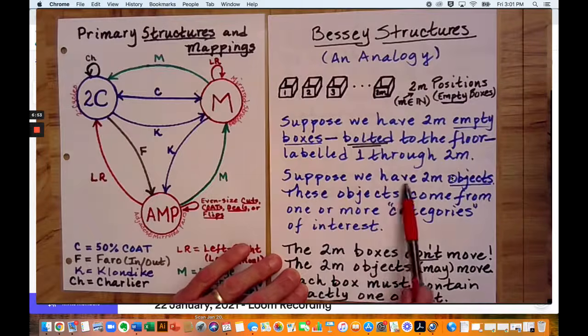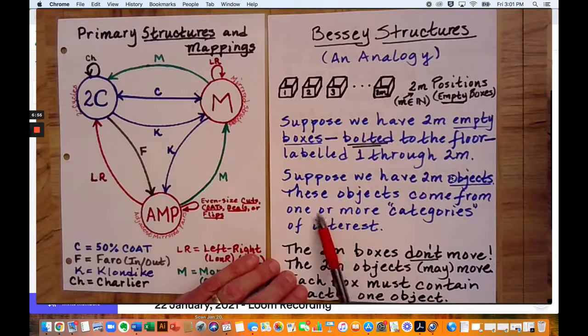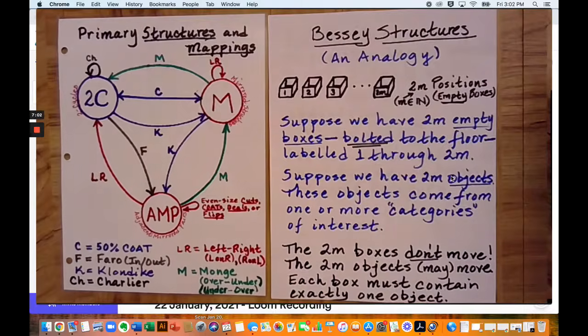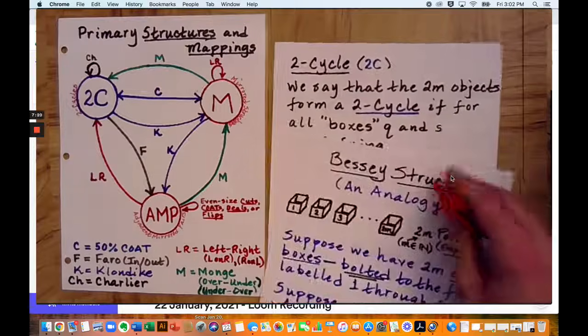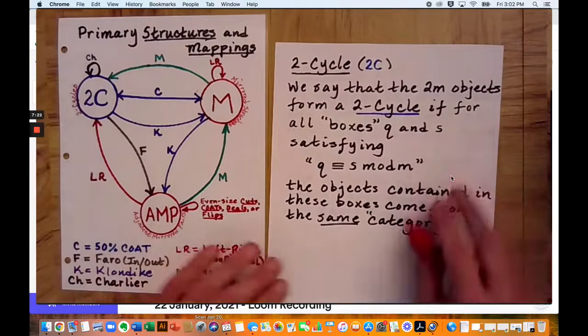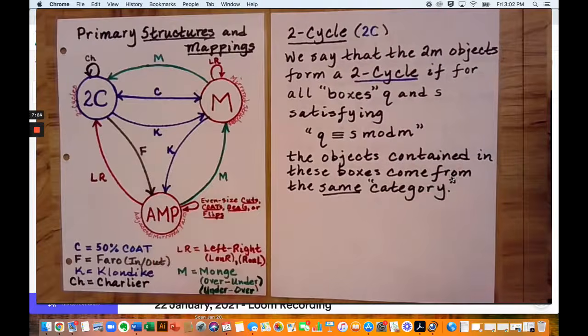And of course, the boxes are just representing the positions in which we will place the objects. So suppose we have 2m objects. These objects come from one or more categories of interest to us. The 2m boxes don't move. The 2m objects may move. Each box must contain exactly one object. Okay, so that's setting the stage to understand Bessey structures.